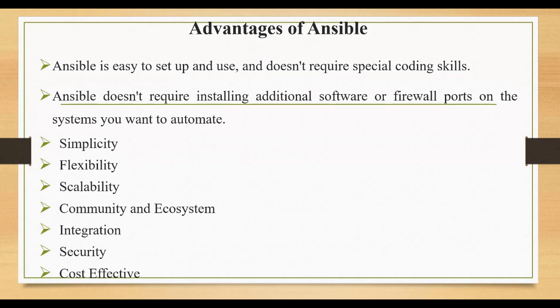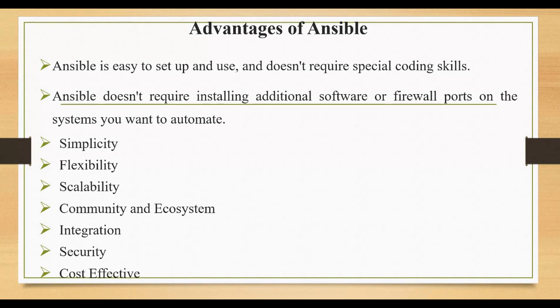Next are the advantages of Ansible. The main advantages are simplicity, flexibility, scalability, community and ecosystem, integration, security, and cost effectiveness. Let's see them one by one. Ansible is easy to set up and use and doesn't require special coding skills, and it doesn't require installing additional software or firewall ports on the system you want to automate. Ansible can manage a wide range of systems and platforms including Windows, Unix, cloud services, and containers, and it provides a centralized control system that allows you to automate tasks across multiple devices and servers.